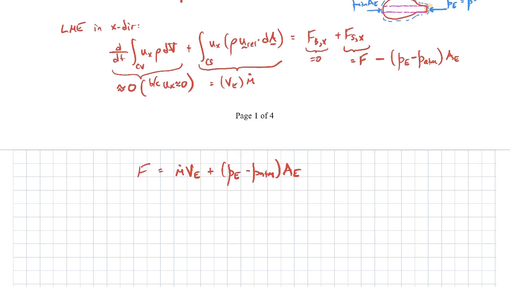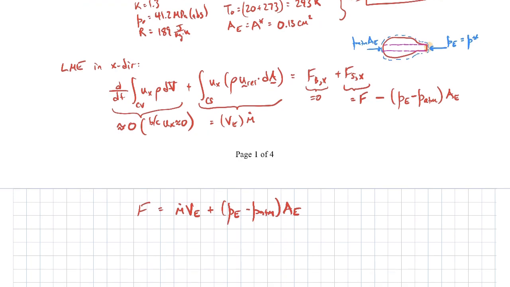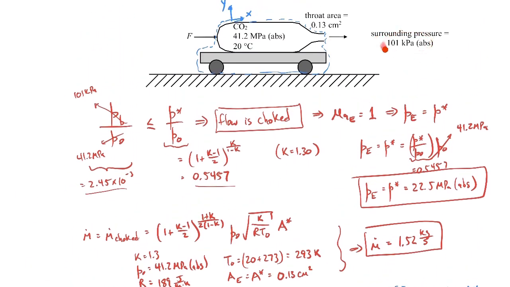Okay, now at this point, if you look at this, you'll see that we already know the mass flow rate. We calculated that previously. We know the pressure at the exit. That was what we calculated right up here. So we have that one. We have the mass flow rate. We know the atmospheric pressure. That's just the back pressure. That's given right here, the 101 kilopascals.